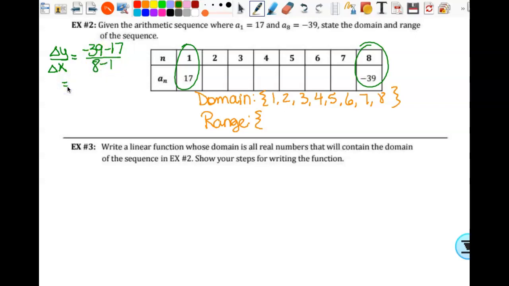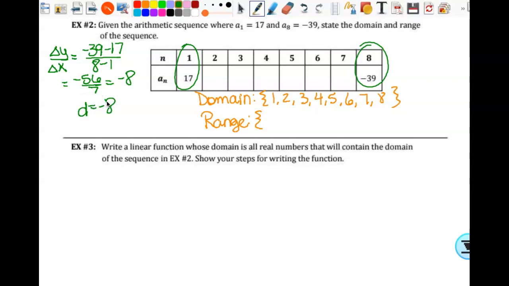What's negative 39 minus 17? Negative 56 over 7, which gives me negative 8. Does a negative rate of change make sense? Yes, because I'm going from 17 and it's decreasing, right? So that means that d is equal to negative 8.